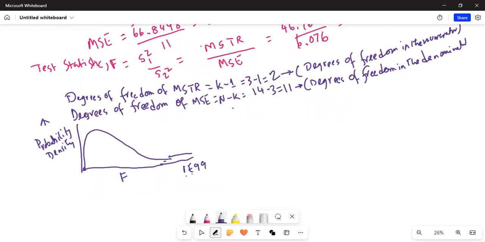Now, remember our null hypothesis is mu A equal to mu B equal to mu C, and our alternate is that at least one of the mu's is different.